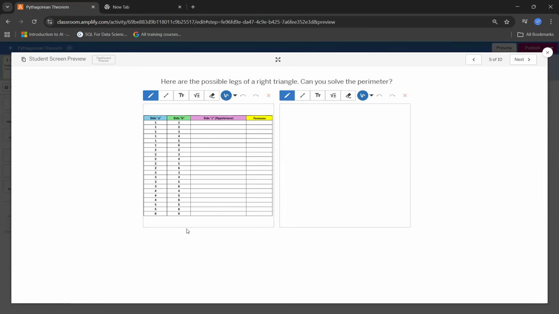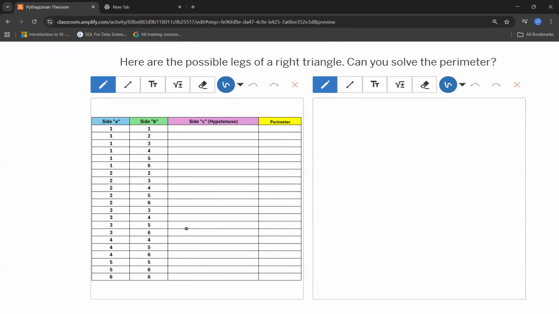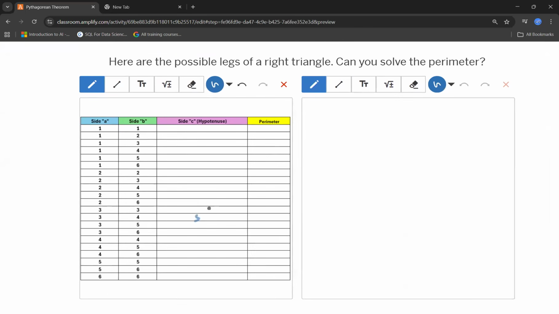So we just answered earlier 3 and 4. Let's try to look for the 3 and 4 here. Let's try to zoom a little bit. 3, 4. So we know that the hypotenuse here is 5 and the perimeter is 12. And we also know the 5, 5, which is 7, and the perimeter is 17.